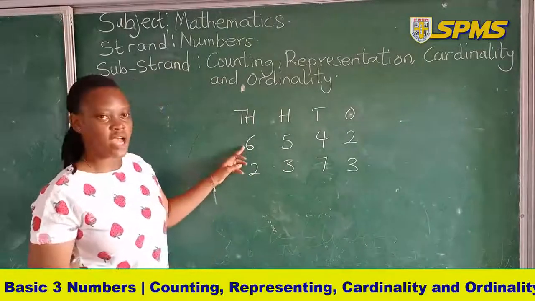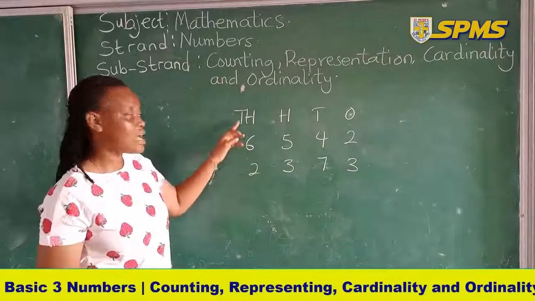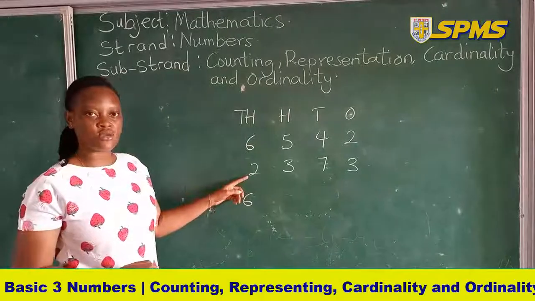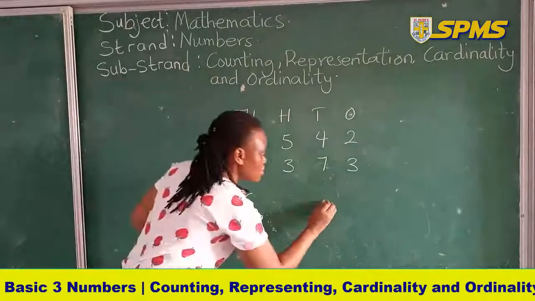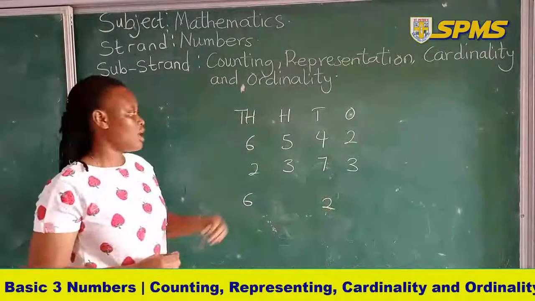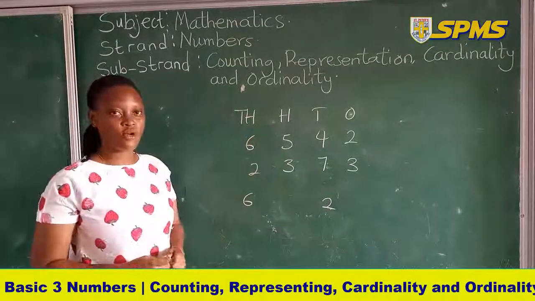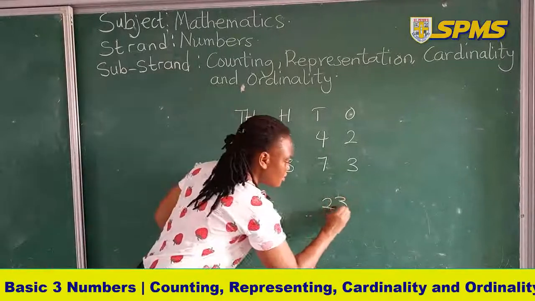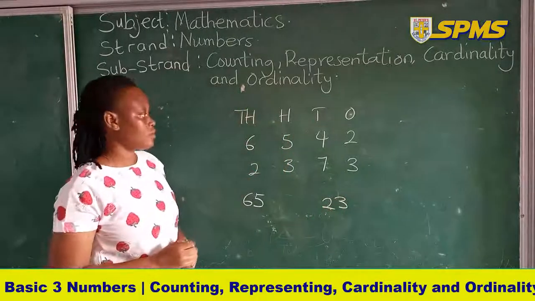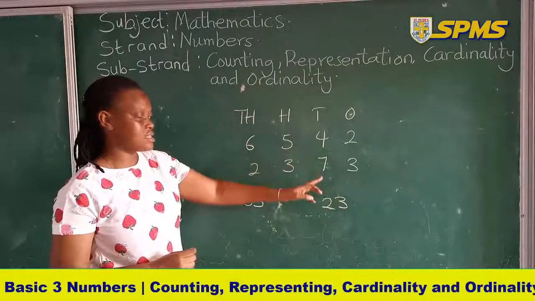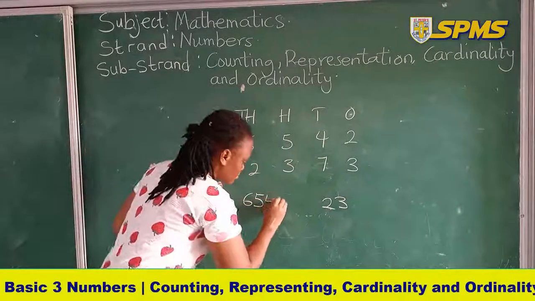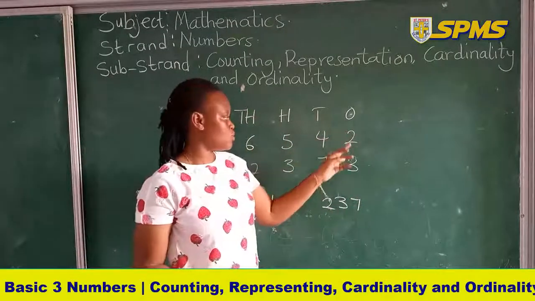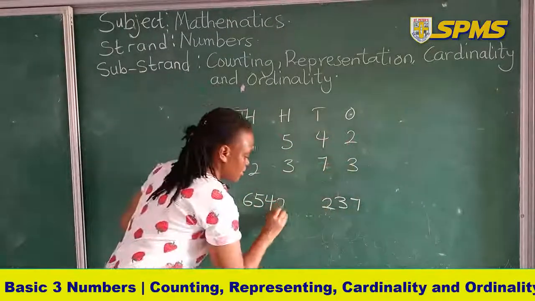The first number, we have 6. So 6 is under the thousands column. And then this 2 is also under the thousands column. Now let us move on to the hundreds column. We have 5 here, and then 3. We have 4 under the tens, and then 7. And then under the ones, we have 2 and 3.